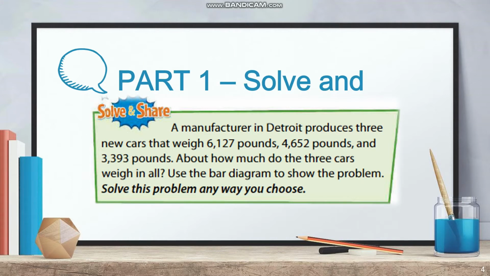Let's solve this problem. A manufacturer in Detroit produces three new cars that weigh 6,127 pounds, 4,652 pounds, and 3,393 pounds. About how much do the three cars weigh in all? Use the bar diagram to show the problem and solve this problem any way you choose.